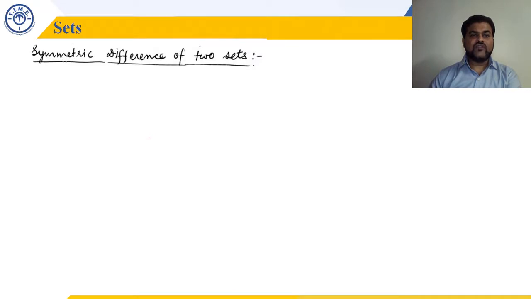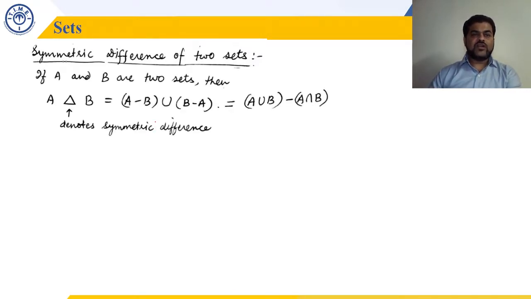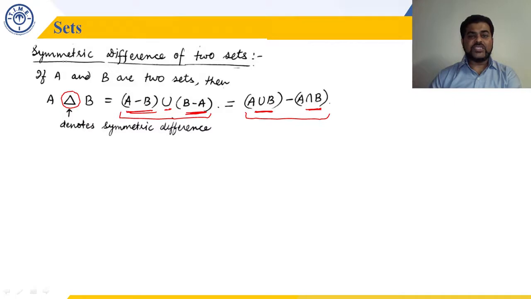Let's look at the symmetric difference of two sets. Let's say A and B are two sets. This is how we denote the symmetric difference of two sets, by the symbol triangle. It is nothing but the union of A minus B with B minus A. The same thing can also be written as A union B minus A intersection B. So the symmetric difference of two sets A and B is this, and it will come out the same as this. We can write it either as A minus B union B minus A, or as A union B minus A intersection B. Okay.